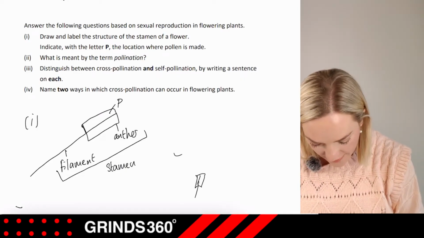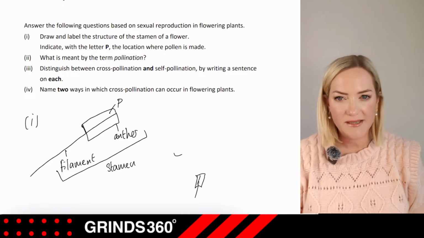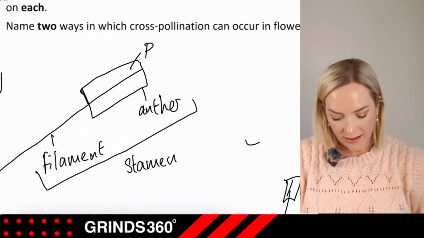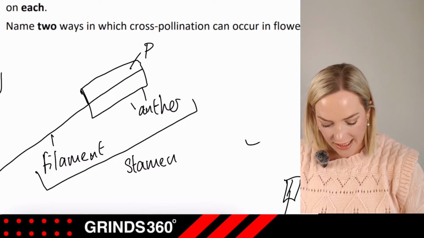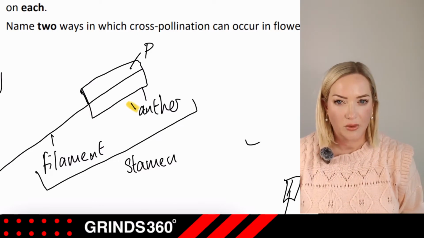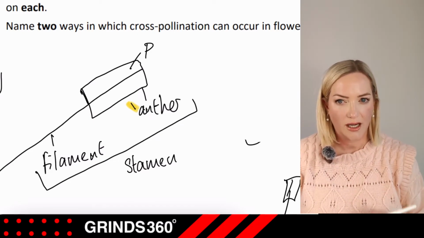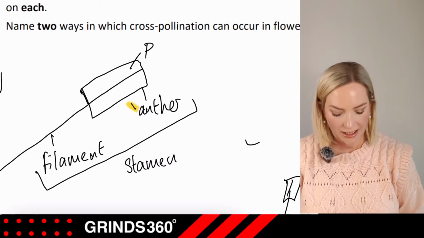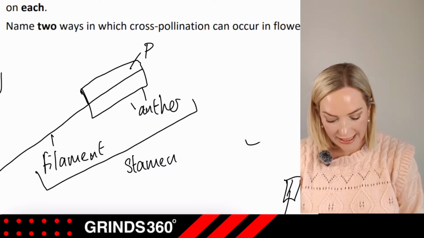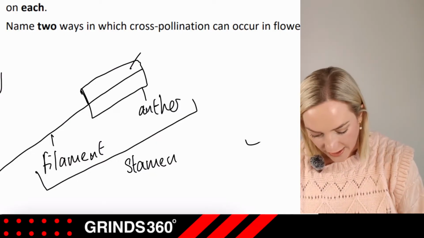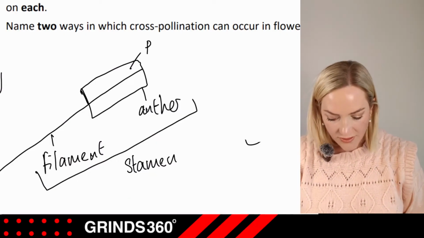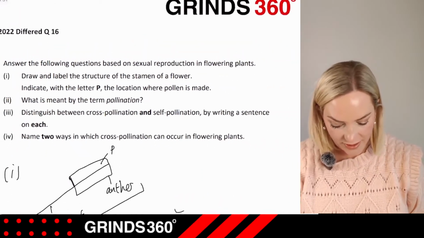Another tip with labeling is, if I go back, I'm saying this is the anther here. If I do this one here as a label, it's not going anywhere. It's not pointing to anything. So make sure if you're drawing a line, it goes directly to what you are labeling. Okay, so let me go back. Here is P.